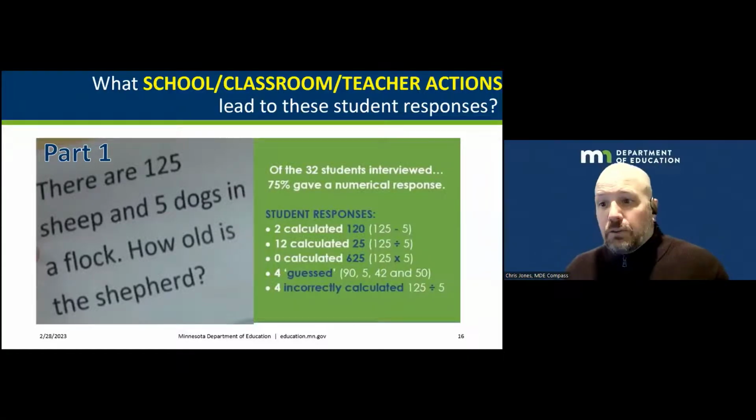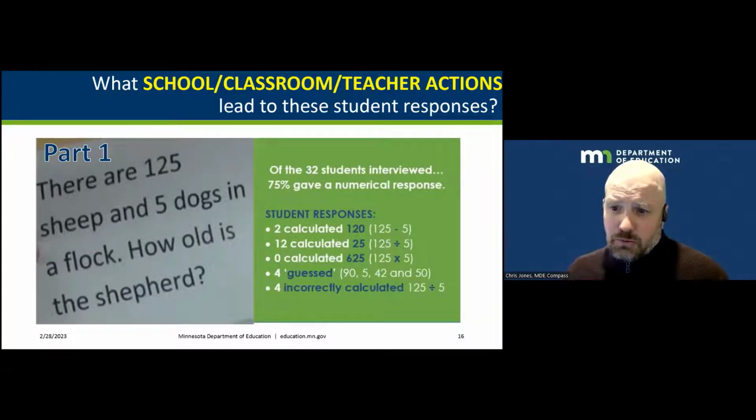Okay, now if you were here for part one, you kind of remember this. If you weren't, I just wanted to set the stage. We had watched a video where some students tried to solve a problem. About 75% of those students just gave a numerical answer. They didn't make sense of the question that they were talking about. And with that, we asked what classroom or teacher or school actions lead to these specific school responses, and kind of had a conversation around that.